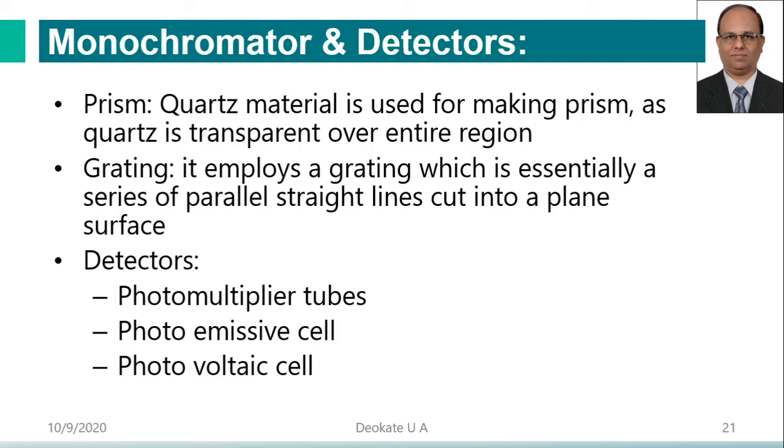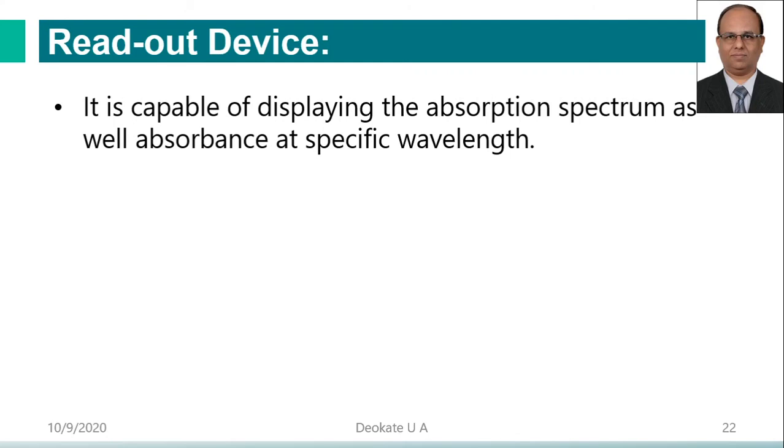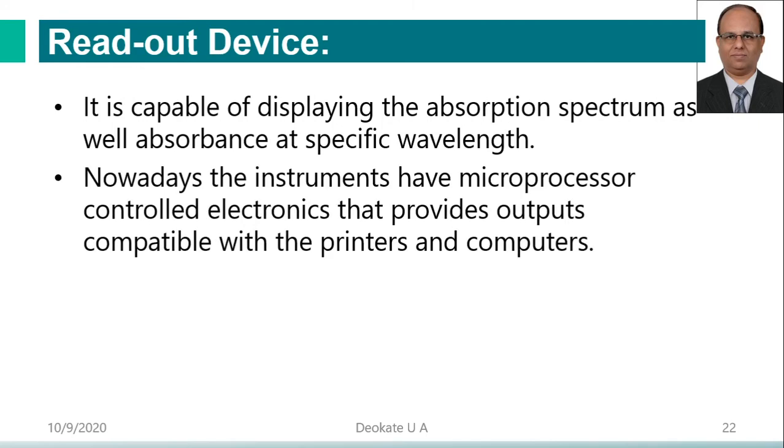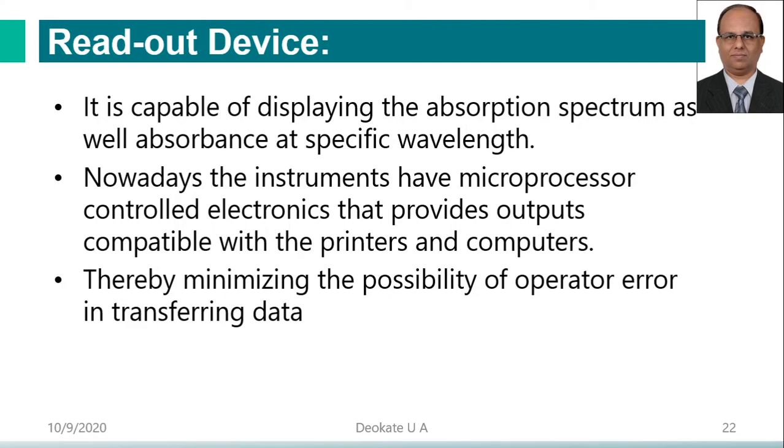Then for the dispersed radiation of the appropriate wavelength, either we can use monochromators or we can have simple filters. The filters used in the flame photometer are interference filters. They use either absorption filters or interference filters, and interference filters are most commonly utilized. Then there is a detector system. Either we can go for photomultiplier tubes, or we can use photoemissive cells or a photovoltaic cell as the detector system. The readout system converts the light signal into a readable form. Nowadays, the instrument has microprocessor-controlled electronics that provides output compatible with printers and computers, thereby minimizing the possibility of operator errors in transmitting the data.